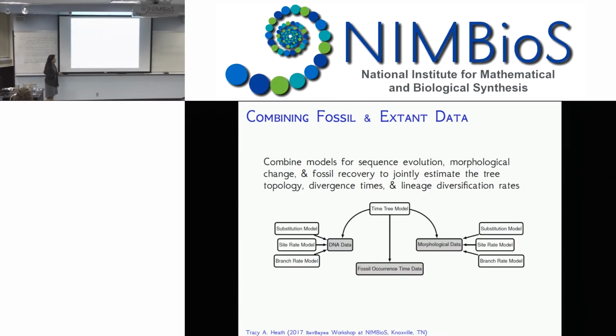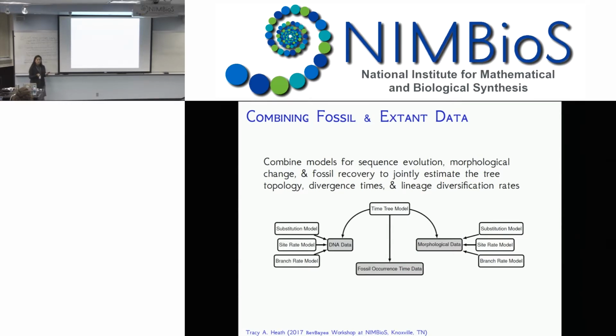And so with the morphological data, and this could be for both fossils and living taxa, you have the same types of processes. You just have different models for them, and so that's why you have different components here. And both of these observed data are coming from and conditionally dependent on this time-calibrated species tree. And given that we have some time tree, we also have observations from the fossil record that are our fossil occurrence times. So these are our data components, and this is essentially the integrative framework that we're dealing with when we're thinking about combining these data.